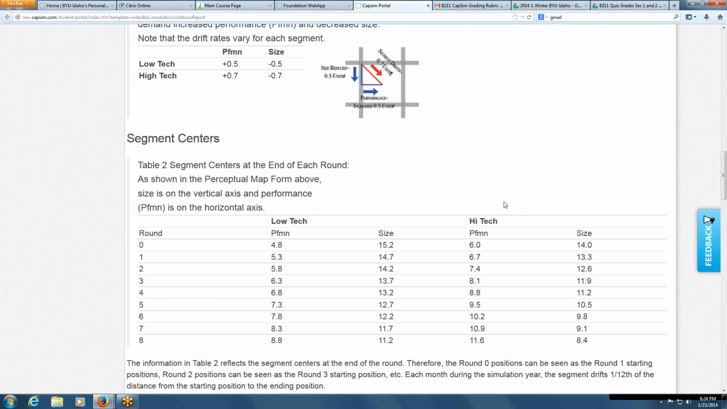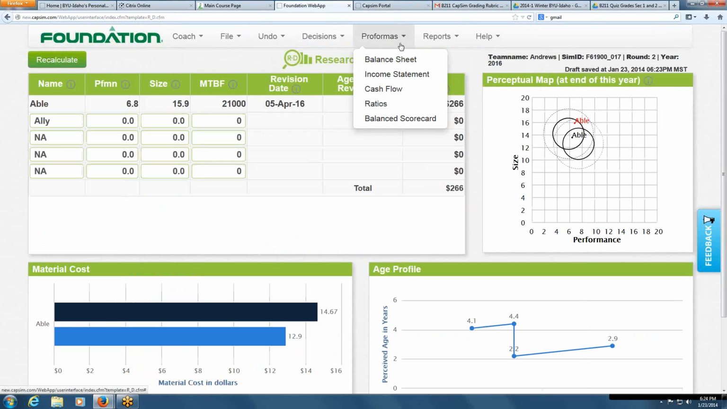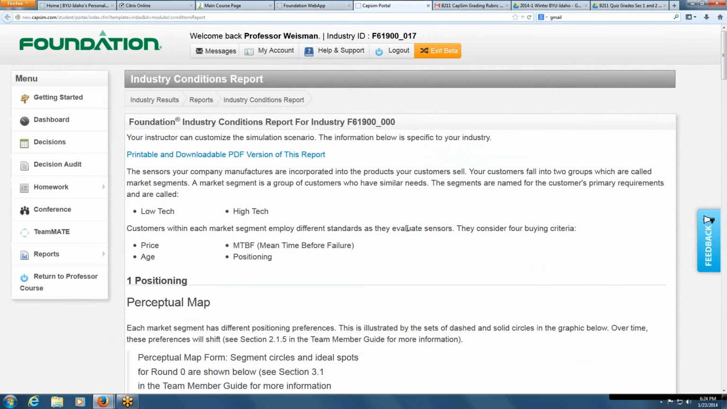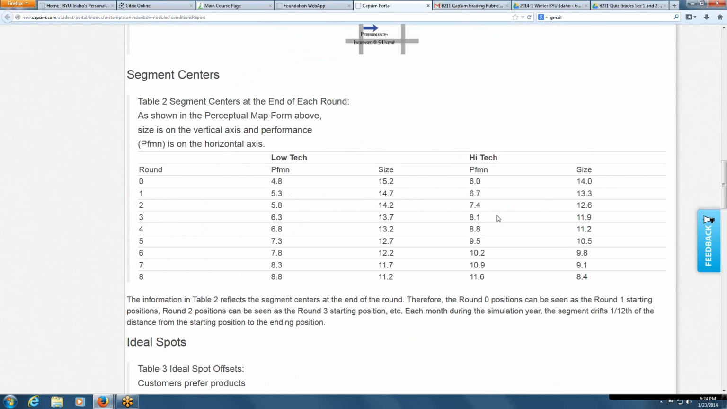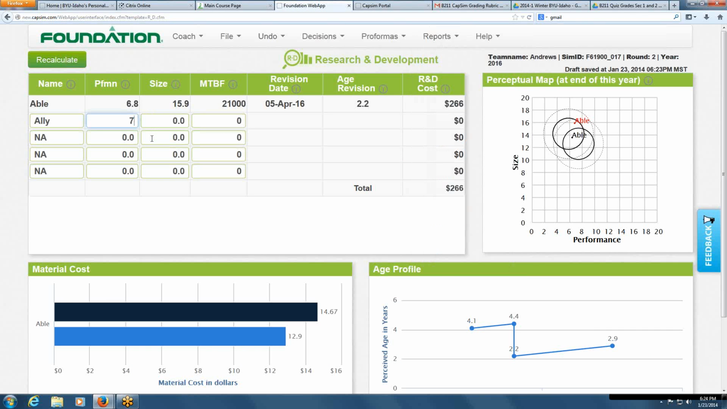So that's one way if you're horrible at math, because I know some people, when they're frustrated, can't figure things out. You can just go to your reports and do the industry conditions report, and that will pop up. Okay, great. And then once you do that, you just go back and you say, hey, because I want a high-tech market, I'm going to do 7.4 and 12.6.